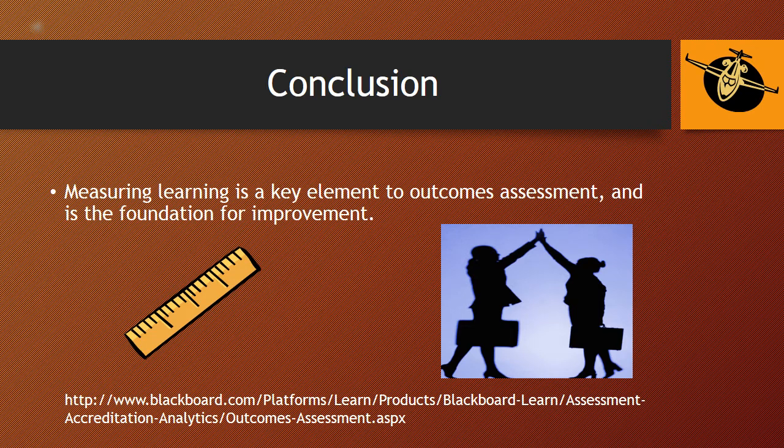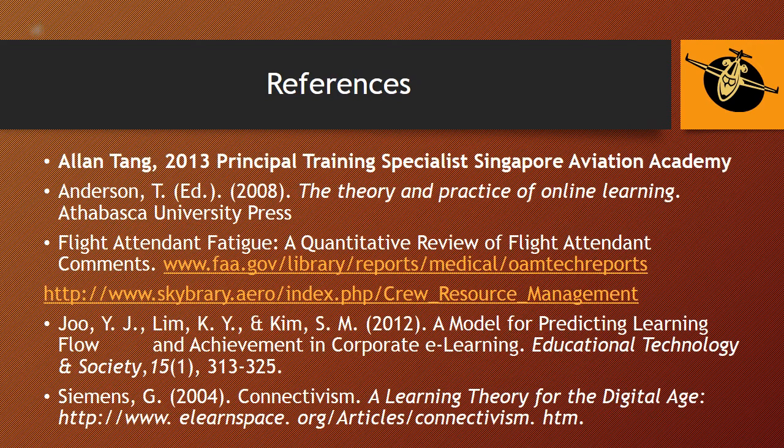Conclusion. Measuring learning is a key element to outcome assessment and is the foundation for improvement. As long as within the corporate sector there is a way of measuring that learning took place, then there is a possibility for improvement. References.